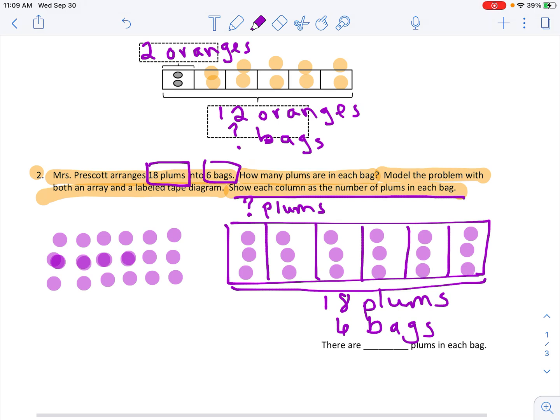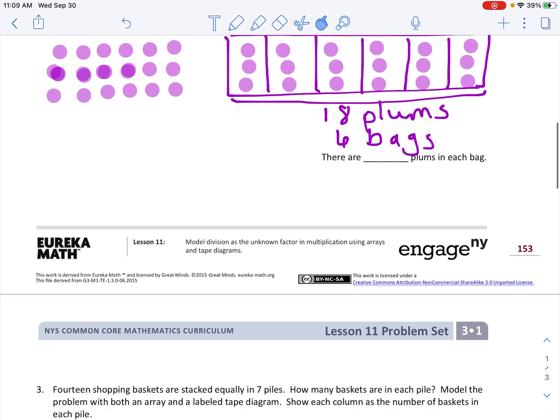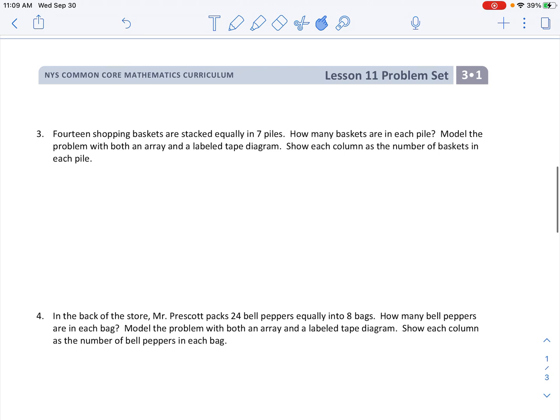So on your homework page, you are not going to be writing about Mrs. Prescott and her plums. This next one on your homework page is going to be about Mrs. Myers and her clipboards. So you're going to need to make an array and the tape diagram. Let's go to the next page and let's see what it's asking us in this particular problem.